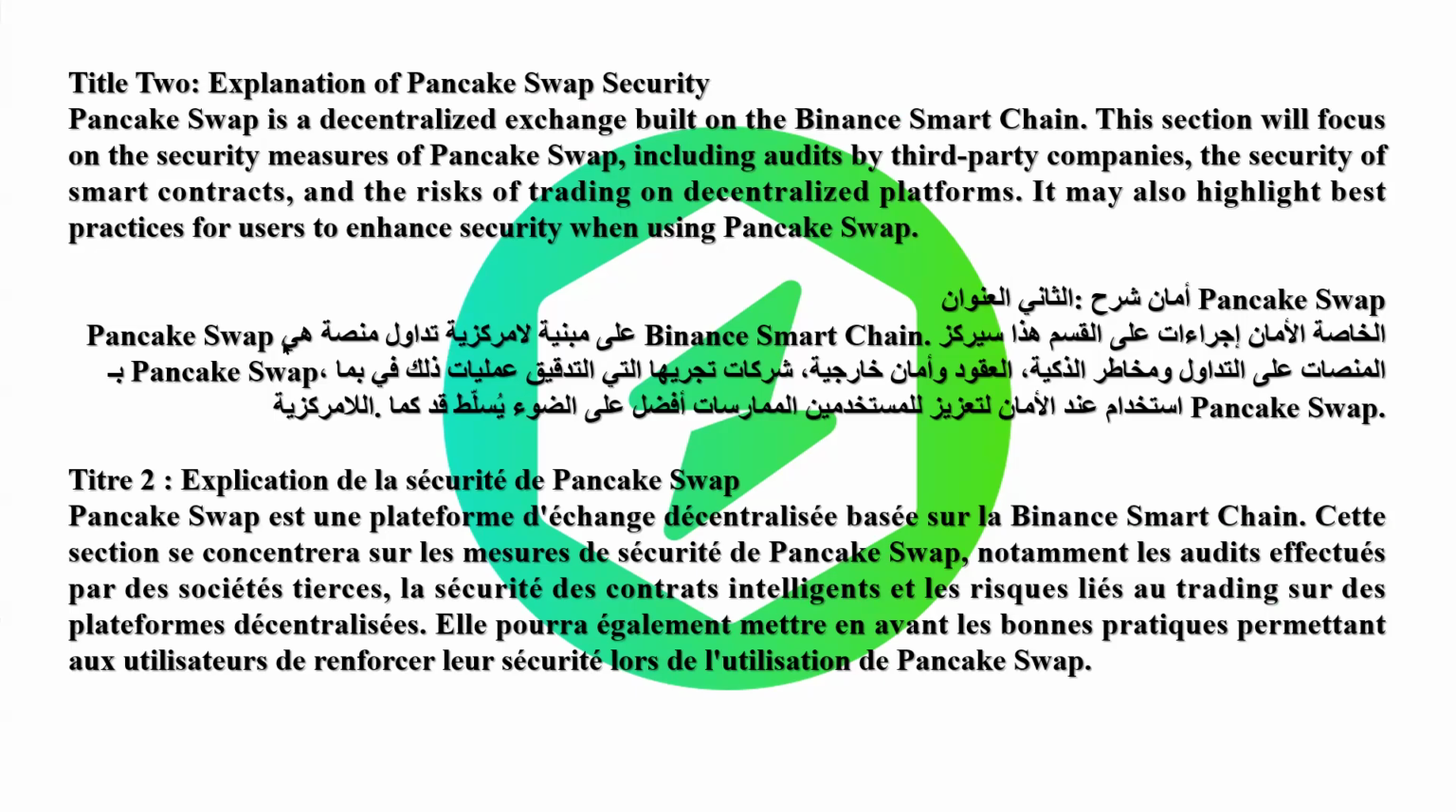Okay. So the topic I will explain is Pancake Swap security. Pancake Swap is a decentralized exchange built on the BSC chain. So this session will focus on the security measures of Pancake Swap, including audits by third-party companies, the security of smart contracts, and the risk of trading on a decentralized platform. It may also highlight best practices for users to enhance security when using Pancake Swap. Right.